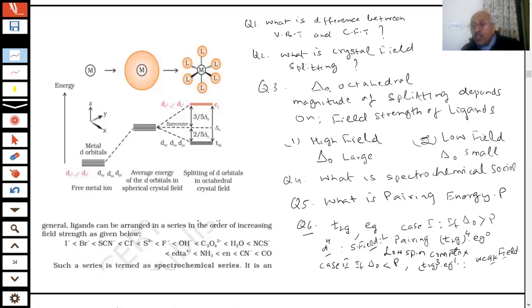So t2g3 eg1. Now is it a high spin complex or a low spin complex? Students, fast. This will be a high spin complex. Why is it high spin? On what basis do you decide high spin or low spin, students? It is based on the number of unpaired electrons. Okay, that's my point.